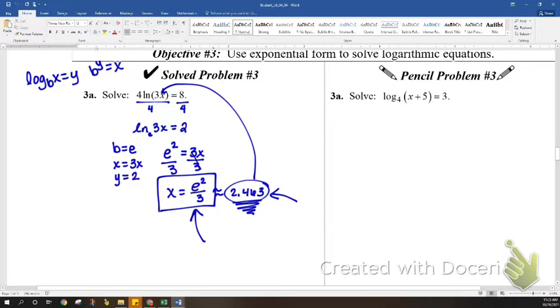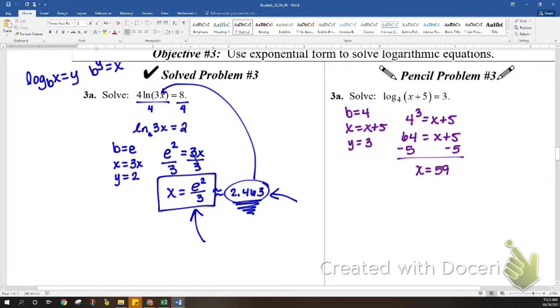All right, I'm going to try pencil problem number 3a. All right, so notice on this one, it's got the logarithm by itself, right? It's just log base 4 of the x plus 5. So I've already got the log by itself. I can't do anything else, so I'm going to change forms. So my base is 4, my x is the x plus 5, and my y is 3. So b to the y equals x, and we're just going to solve that. Well, 4 to the third is 64, equals the x plus 5. Subtract the 5, and so we get x equals 59.